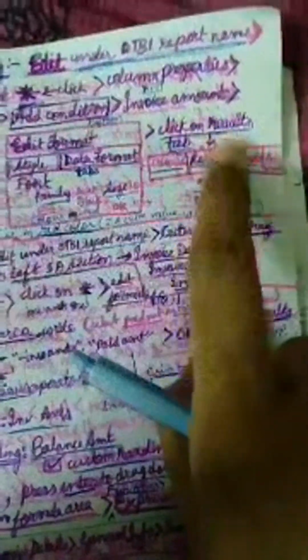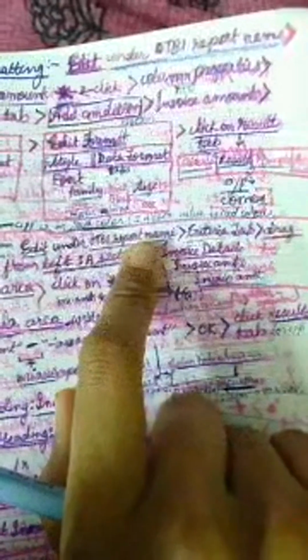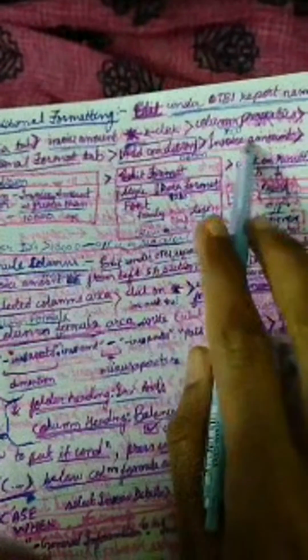Then we'll click on the result tab for the output. What happens is, for invoice amount greater than 10,000, only those column values which are greater than 10,000 appear in red color, or whatever formatting we are applying here. Because it deals with conditional formatting, it involves putting a condition, and second is the formatting part.